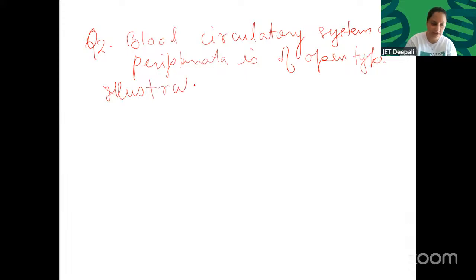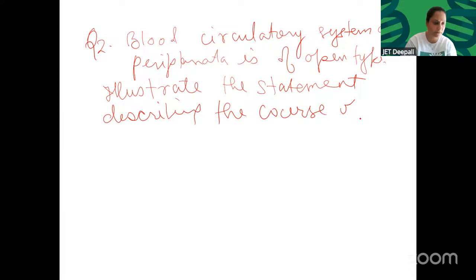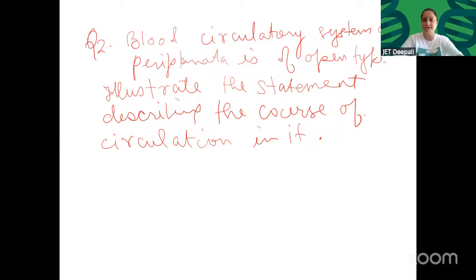Okay, got what the question is asking? Why this open circulatory system in cockroaches. Periplaneta means cockroach. Now illustrate your statement describing the course of circulation. The question is asking us to write about the circulatory system of Periplaneta, the cockroaches. Periplaneta americana is a species of cockroach commonly found in our houses. Okay, so we will do this part.